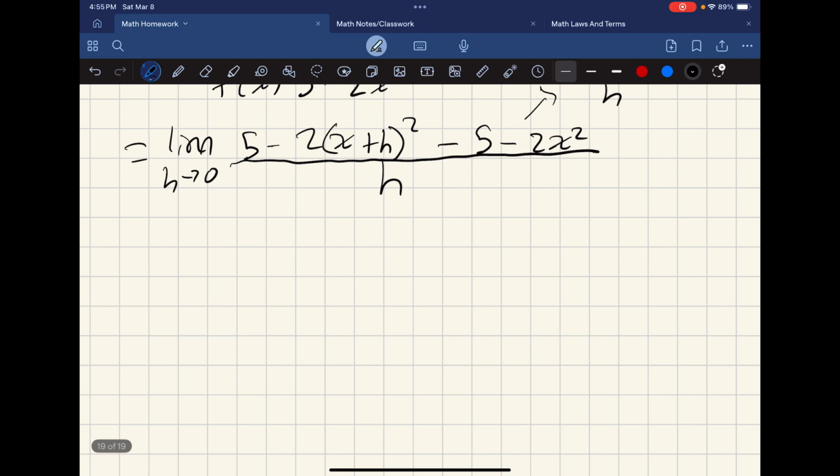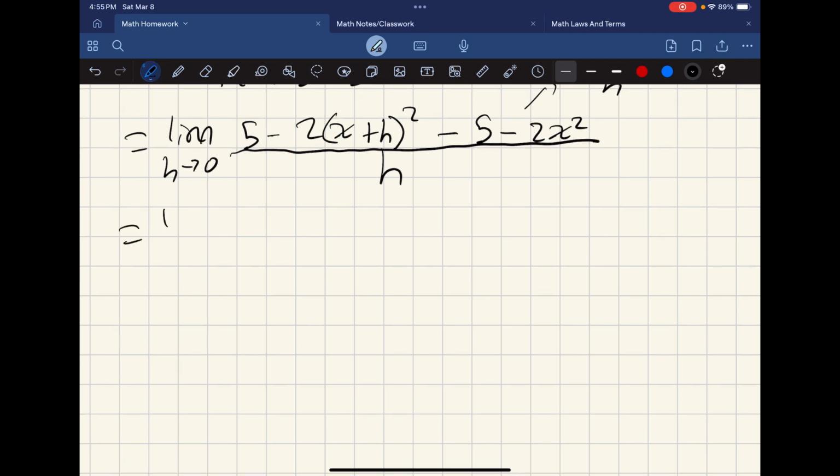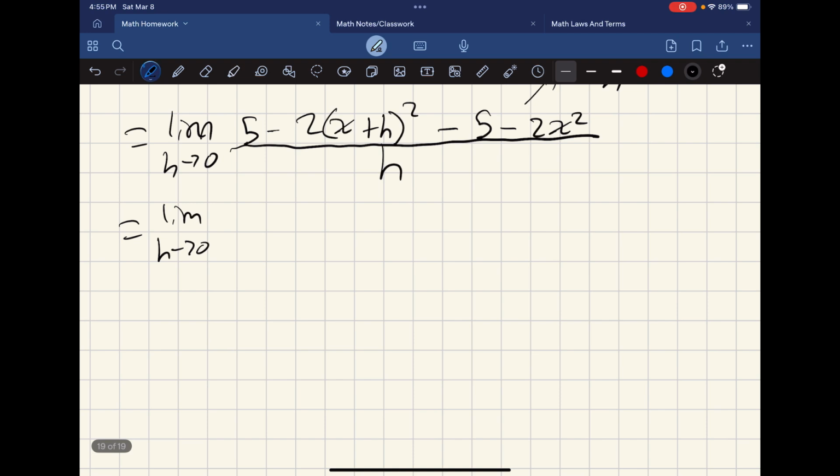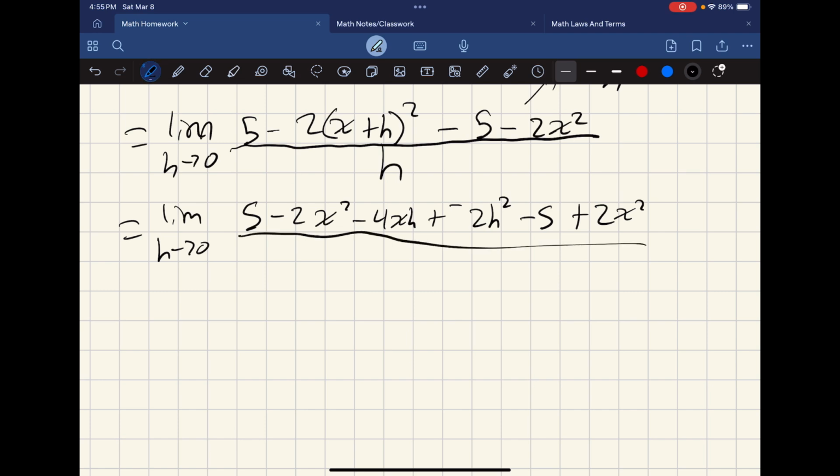We're going to simplify our expression. So first, we're going to factor out. It's going to come out to 5 minus 2x squared minus 4xh plus negative 2h squared minus 5 plus 2x squared all over h again.